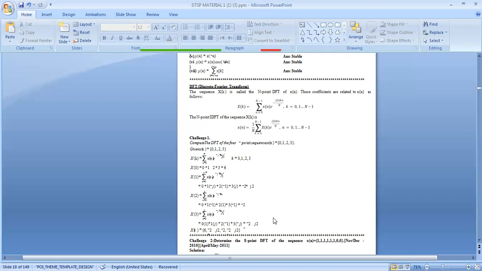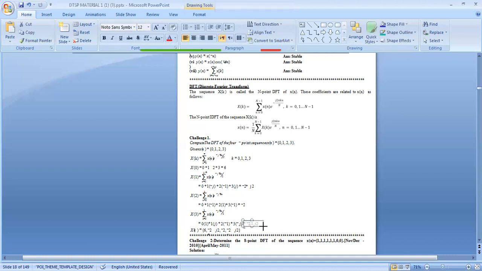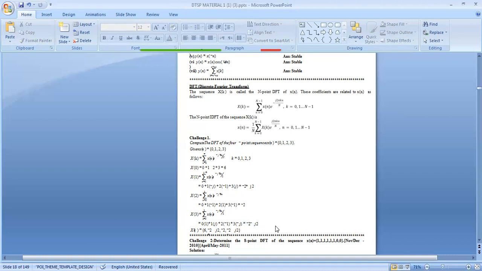Similarly, we are going to find the value of X of 3. What is the value of X of 3? Summation n equal to 0 to 3 of x of n e power minus jπ, with k having the value 3, so 3n by 2. Similarly, you substitute it and find the answer. So what do we get over here? The answer is minus 2 minus j2. One more trick that you can use.